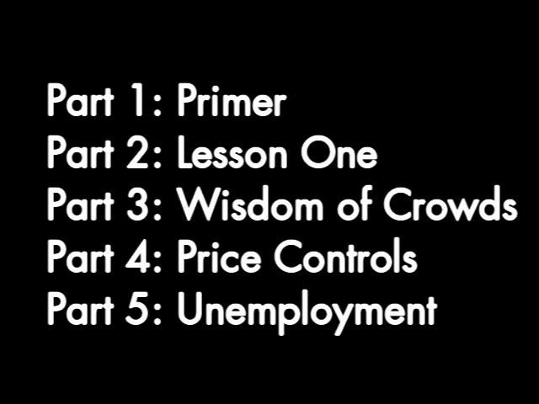Welcome to part 4 of our series on basic economics, and this is going to be on price controls. Now, we all want prices to be cheaper because we can afford more stuff. Producers want prices to be higher so that they can make more money selling more stuff. Those are two mutually exclusive interests that clash.